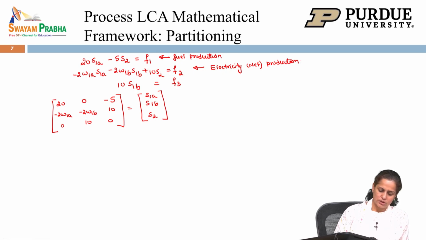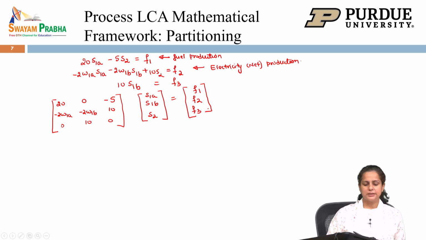So, the first one is 20 times S1A, 0 times S1B, minus 5 S2. The second is minus 2 W1 S1A, minus 2 W1B S1B, plus 10 times S2. The third one is 0 S1A, 10 times S1B, and 0 times S2. So, this is equal to, the first one is F1, the second one is F2, and the third one is F3.